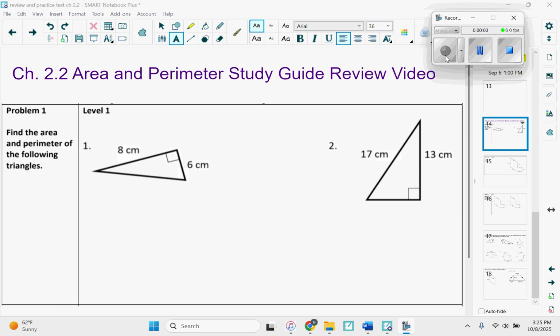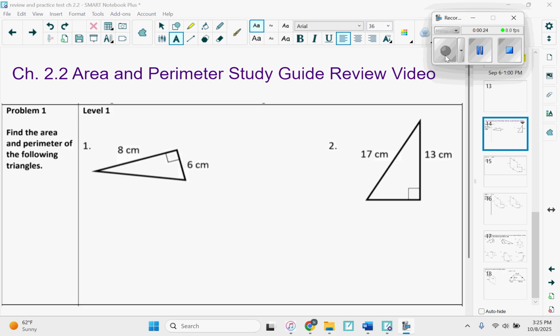All right, here we go. This is the study guide review video for our chapter 2.2 area and perimeter tests coming up tomorrow. And I'm just going to go through some of the questions and show you my work. And I'm going to leave some problems for you to do on your own.